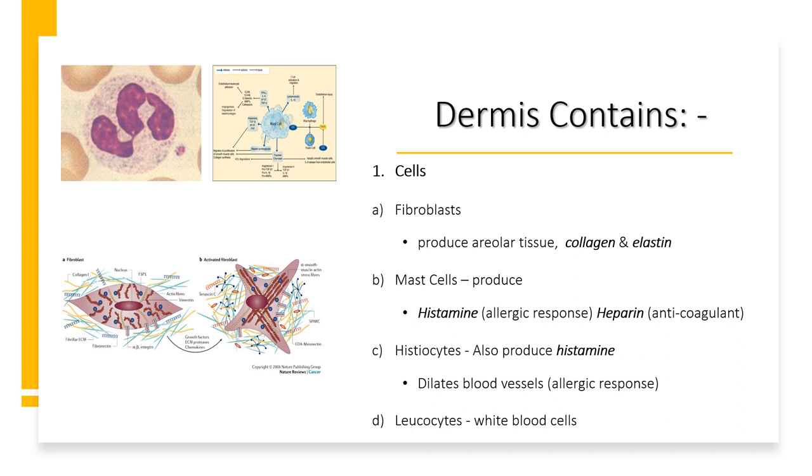Also present in the dermis are leukocytes. These are white blood cells that will be fighting off infection. So if we get an infection in the skin, either because we've cut ourselves or we've grazed ourselves, then the white blood cells are our first line of defense in protecting the skin and the body from an invasion through the exterior of the skin.